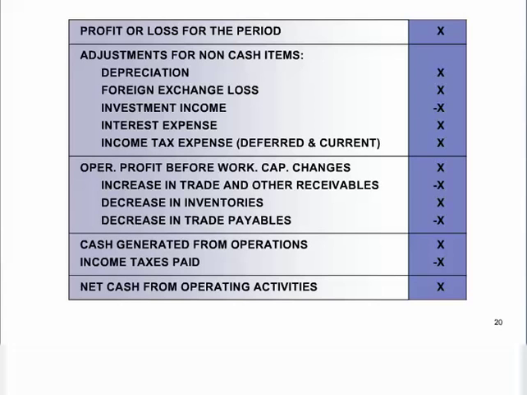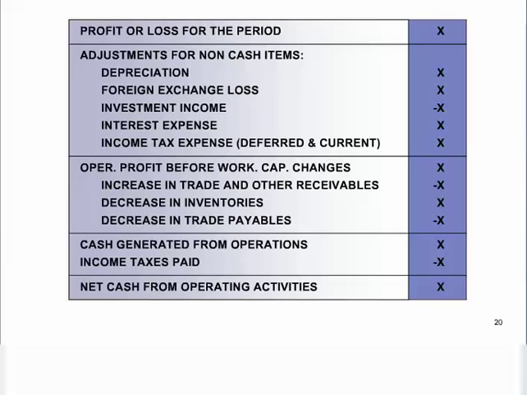Then we will adjust for working capital changes like increase in trade and other receivables, decrease in inventories, decrease in trade payables. Here you should remember an increase in current asset would give you a cash outflow. Why? Because if there is an increase in current asset, that means you have not received any cash. So a net increase would generally mean there is a cash outflow. However, if there is a decrease in a current asset, for example a decrease in debtors, that would mean the decrease is only because you have received some cash from the debtor. This will come as a cash inflow.